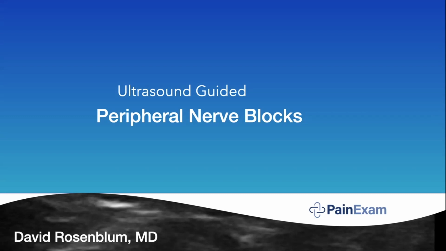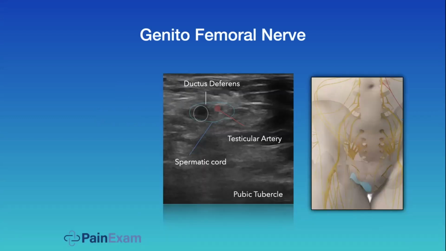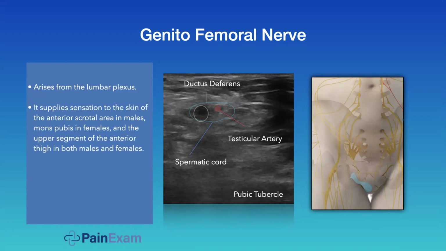This should be good. Okay, so peripheral nerve blocks. Let's start with the genitofemoral nerve. It arises from the lumbar plexus, supplies sensation to the skin of the anterior scrotal area in males, the mons pubis in females, and the upper segment of the anterior thigh in both males and females.